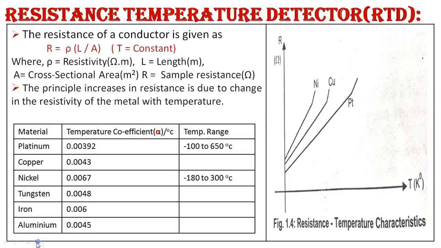The principle is the increase in resistance due to the change in resistivity of the metal with temperature. We can use different materials: platinum, copper, nickel, tungsten, iron, aluminium, with their temperature coefficient alpha and their operating temperature range. Platinum has the minimum temperature coefficient and many advantages, so that's why we mostly use platinum as the RTD, the platinum resistance thermometer, the PRT.